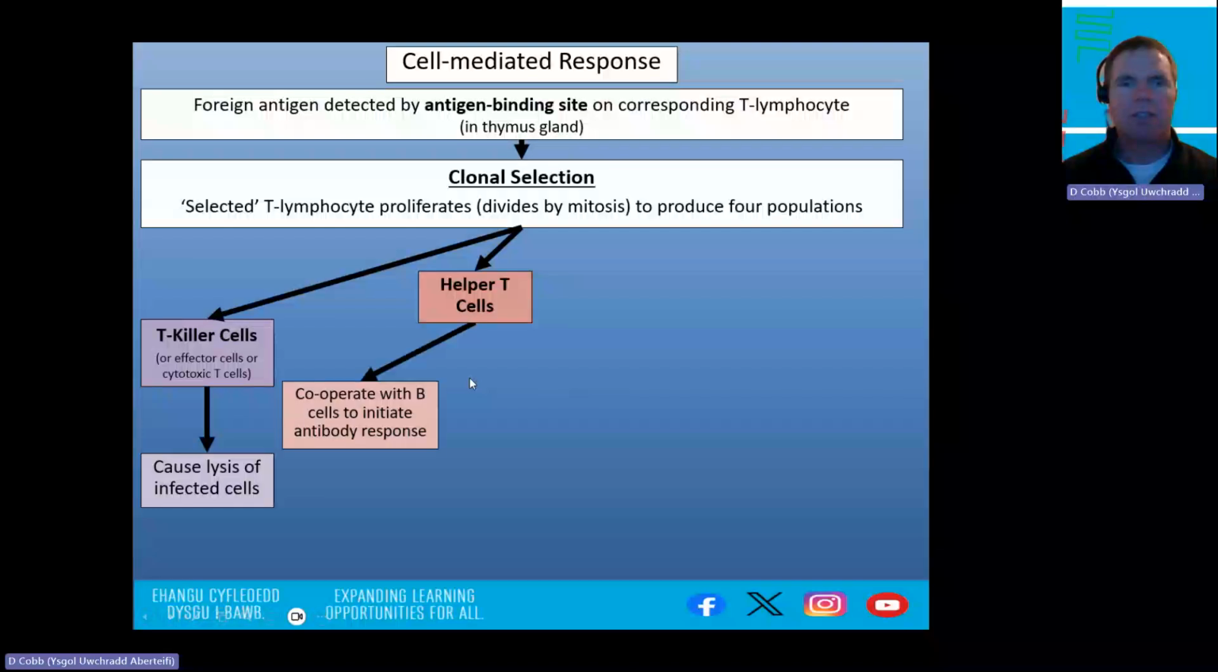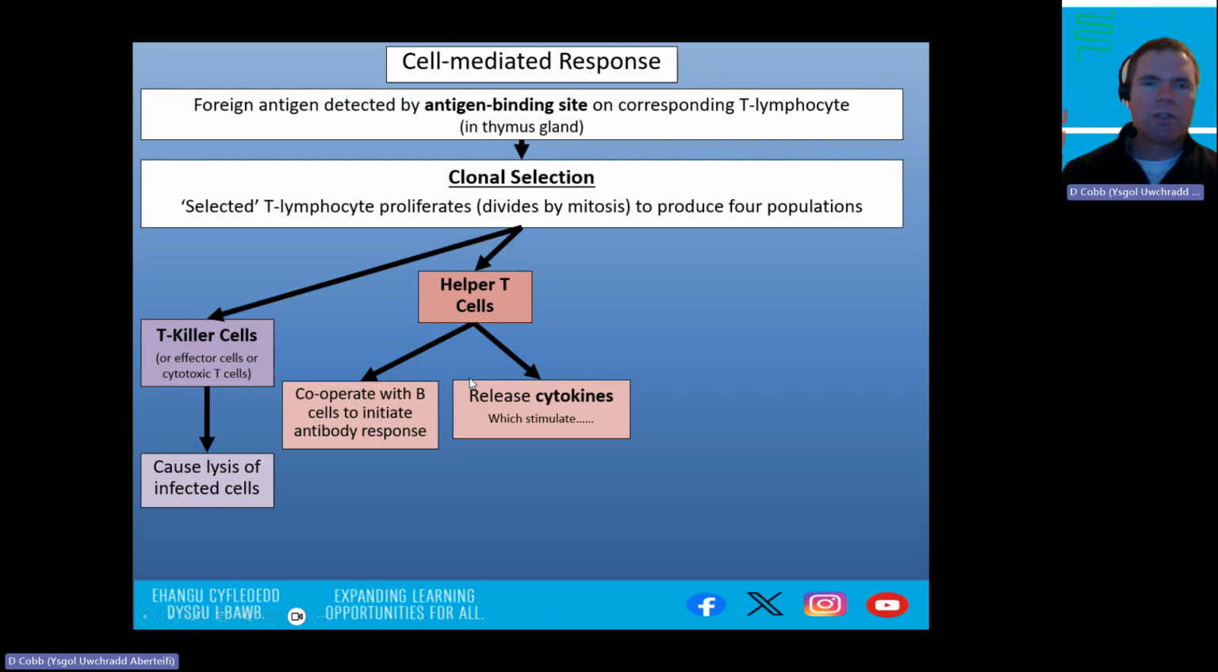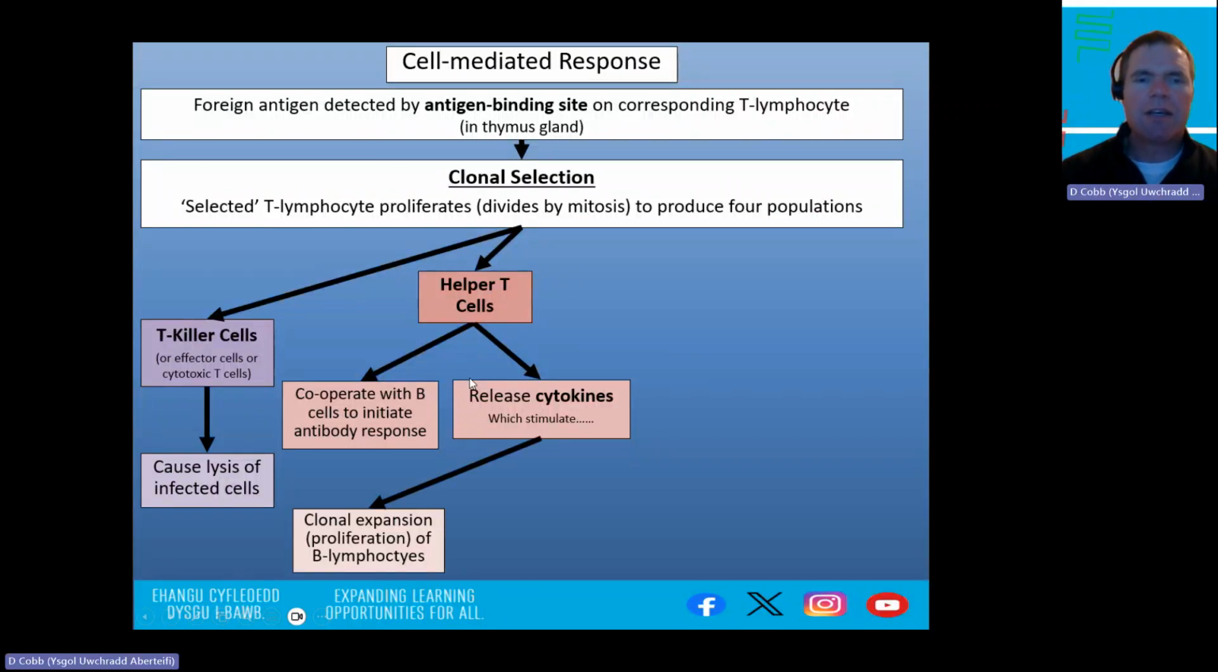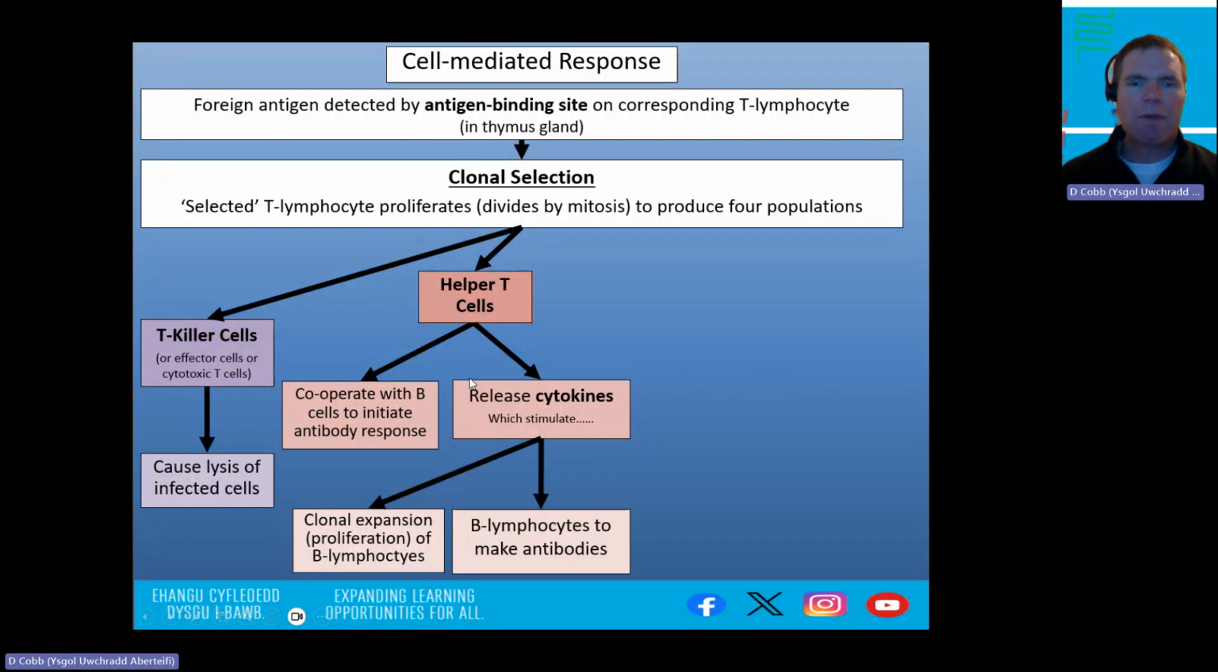Now, helper T cells do a lot. This is the second population of T lymphocytes, the helper T cells. The first thing they do is cooperate with the B cells, the B lymphocytes, to initiate the antibody response. So we know about the humoral response, but they enhance that, and we'll look at how they do that in a moment. They also release cytokines. What cytokines do is enhance or stimulate the clonal expansion of B lymphocytes. They also stimulate B lymphocytes to make antibodies.